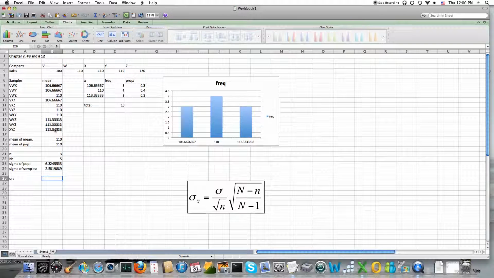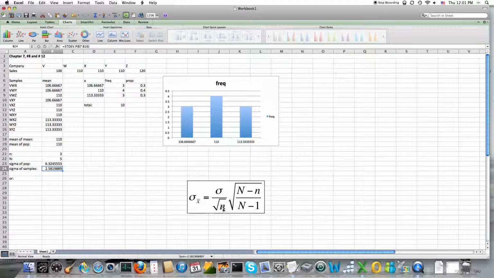So just as I said, the population's more spread out. We got this standard deviation of 6, and the samples themselves are closer together. These numbers here in the bar chart are closer together than the numbers in the original population. So we've gone from 6.3 to 2.58. Then it says, show that the standard deviation of the sampling distribution, that's my 2.58, is equal to the population standard deviation, that's my 6.324, divided by the square root of the sample size, that's my lowercase n, multiplied by the FPC.